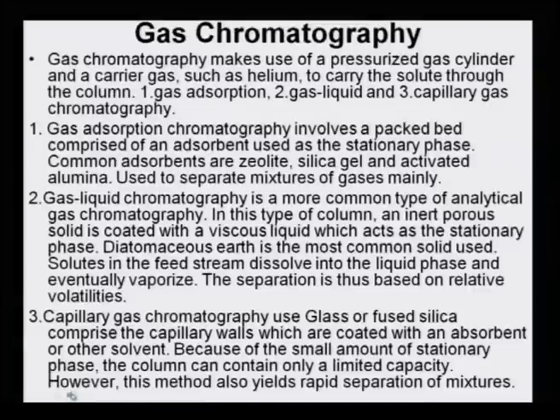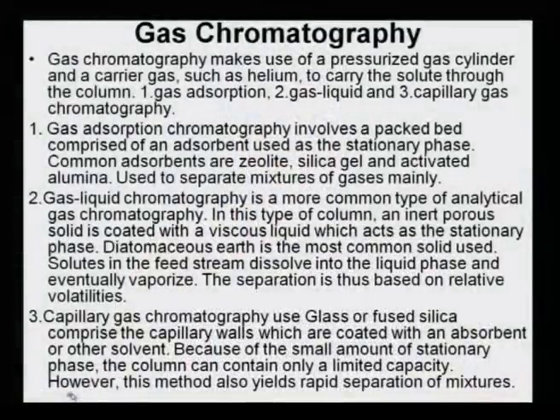Gas chromatography makes use of a pressurized gas cylinder and a carrier gas. The mobile phase here is a carrier gas, such as helium, to carry the solute through the column. Why helium? Because helium does not interact with any of the analyte components. It has three different types of gas chromatographic adsorption.